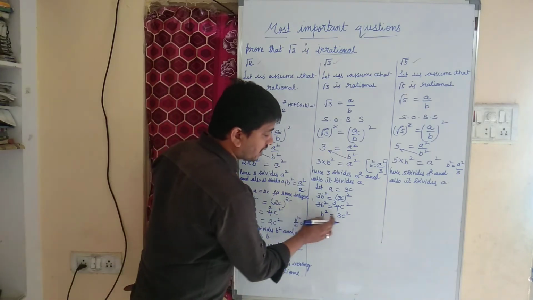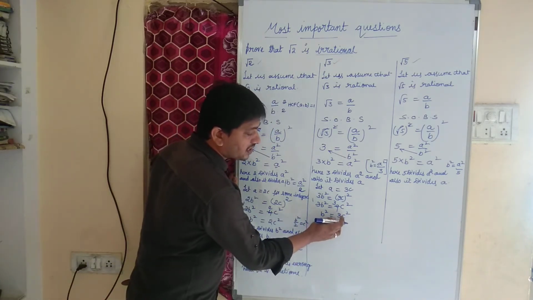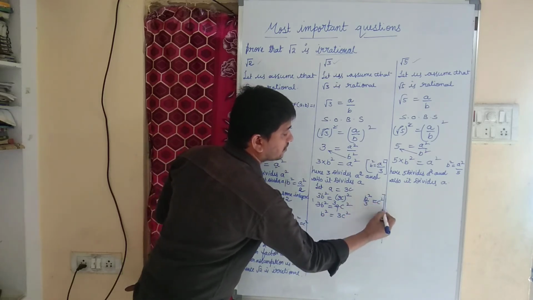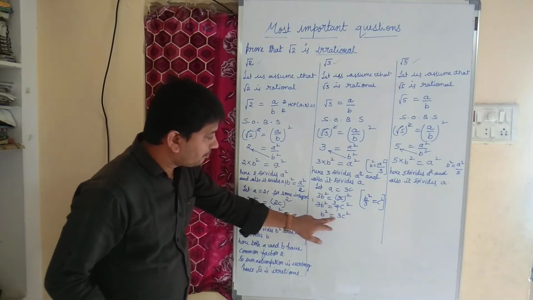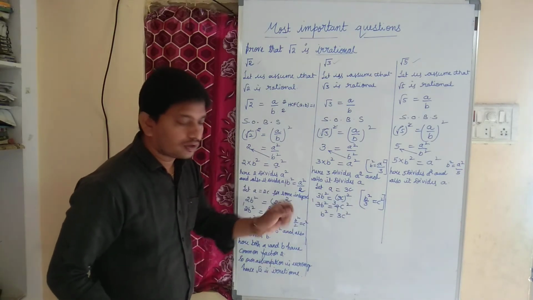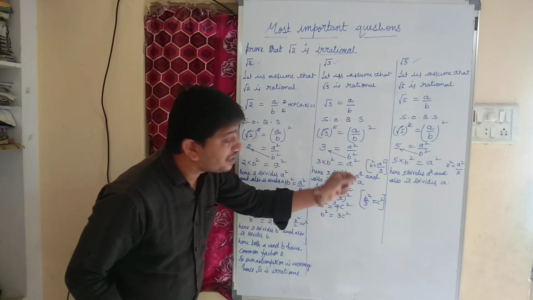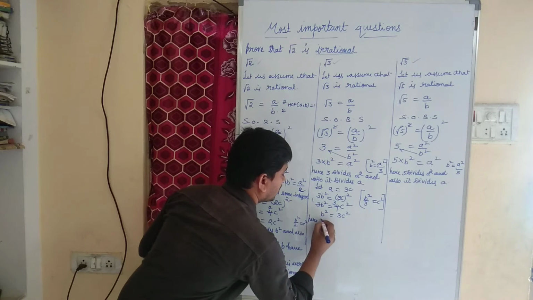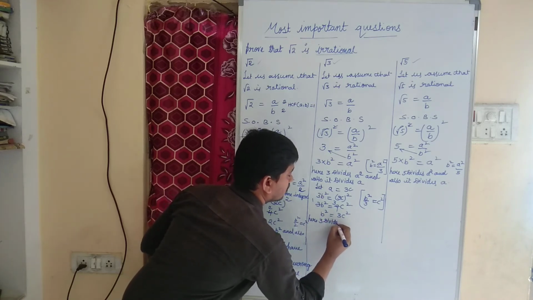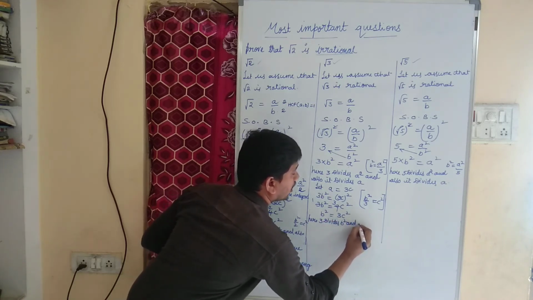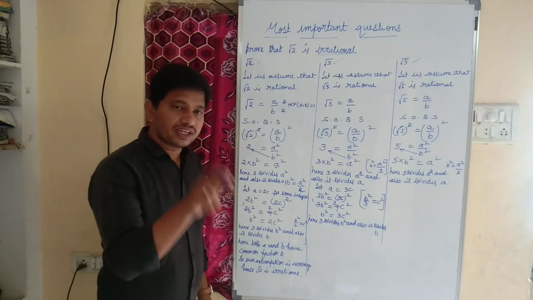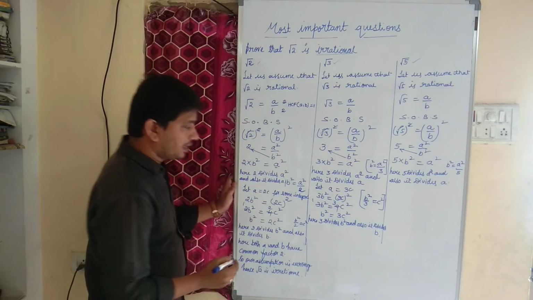What is the meaning of b squared equal to 3c squared? Here 3 is multiplied by c squared. If you transpose this side, it will become b squared by 3 equal to c squared. What is the meaning of the statement b squared by 3? 3 divides b squared. Here 3 divides b squared, and also it divides b.